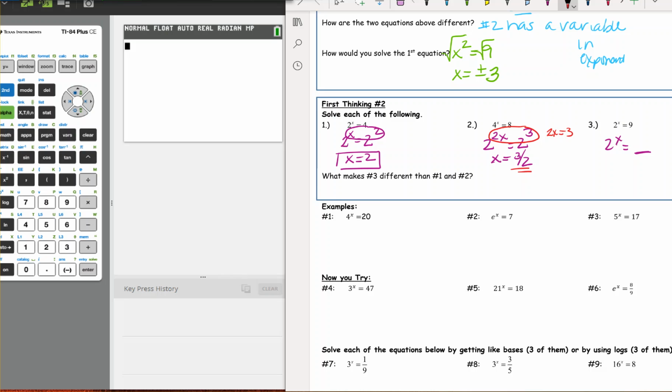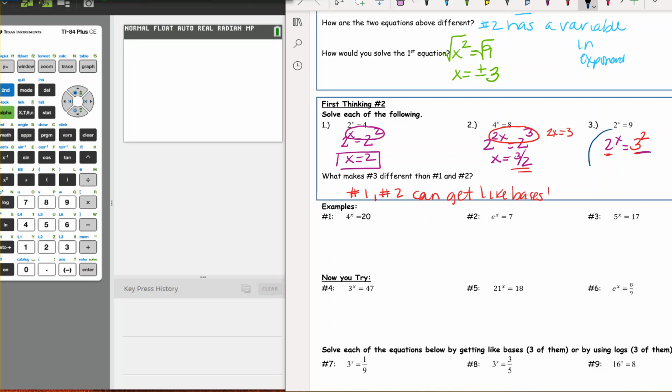What happens on number 3 is that you can't get like bases. So 2 and 9 are not powers of the same number. I mean, maybe I could write 9 as 3 squared, but I can't set those exponents equal to each other because they don't have the same base. Okay, so 1 and 2 are different because you are able to get like bases. So number 1 and number 2 can get like bases, whereas number 3 cannot. And so that is what we're going to learn today: what do we do when we can't get like bases. So let's take this number 3 and let me show you.